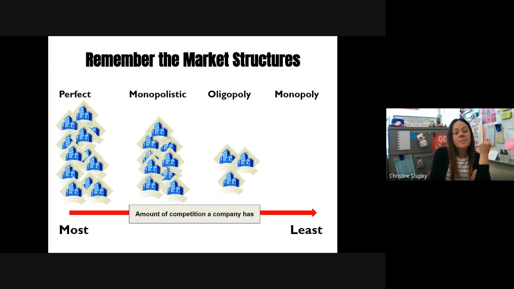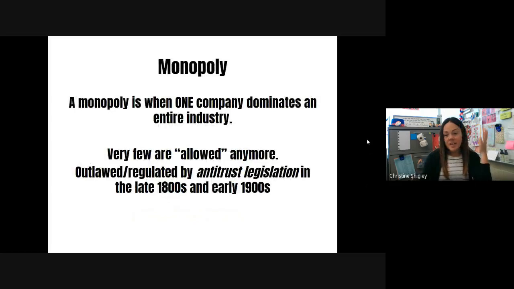I like that video. So anyway, today what we're talking about is monopolies, not the board game, although that's fun. It takes forever. So a monopoly is when one company dominates an entire industry. And much like oligopolies, it doesn't mean that there's no other company anywhere in the industry, but they certainly do not have anywhere near the market share that the one company does.